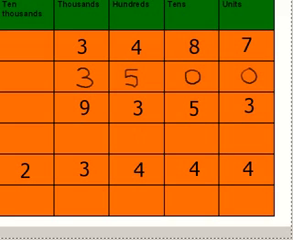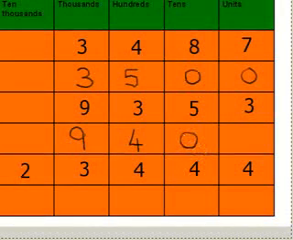Let's try the next one. 9,353. This time our tens column contains a 5. So that means we're going to have to round the hundreds column up. The 3 in the hundreds column becomes a 4. The 9 in the thousands stays the same.